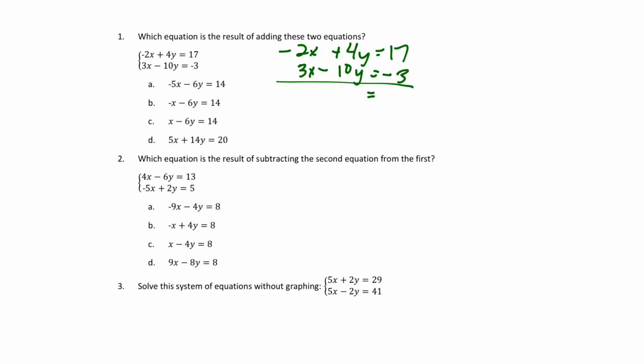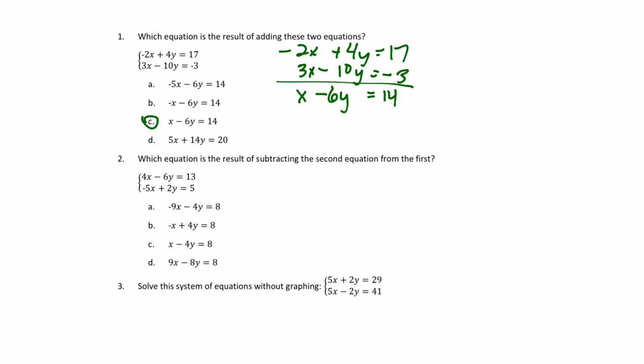So we have negative 2x plus 3x is going to be just x. Positive 4y minus 10y is going to be negative 6y. And then 17 minus 3 will be 14. So we know that that is one way to write this equation. So this would be letter C.